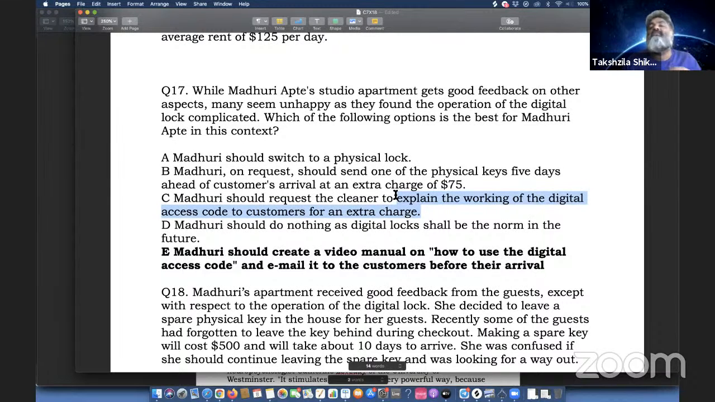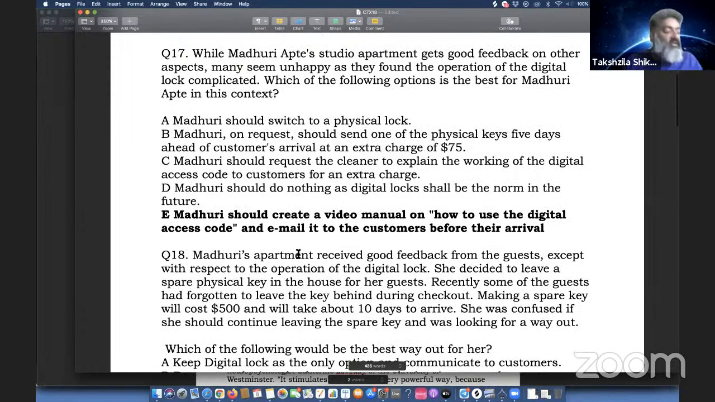Madhuri should request the cleaner to explain the working. The cleaner is only available from 3 to 5. Again, problematic solution. Madhuri should do nothing. Again, a completely passive choice is not always recommended. People are unhappy, people are complaining, so maybe something should be done. And when I look at E, it's perfect. Create a little video manual which explains how the lock works, because I think it's a communication problem mostly. So yeah, easy enough choice, right?